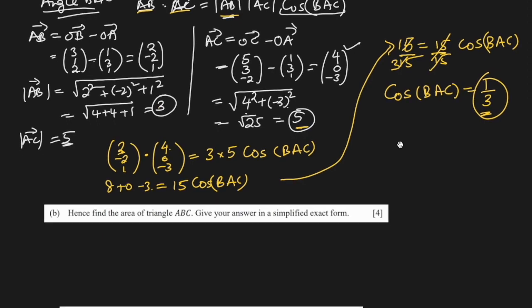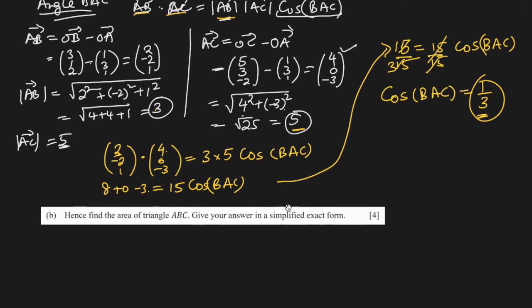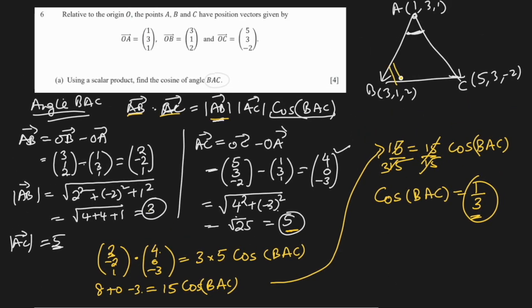Alright, hence find the area of the triangle ABC. Triangle ABC, the same angle. We have to find the area of this triangle. So to find the area of a triangle, we have a formula, right? So area of a triangle.